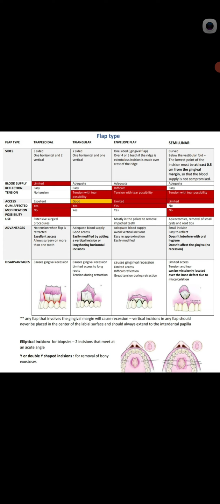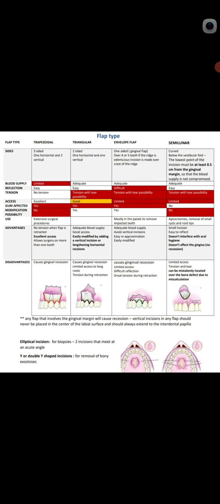In semilunar, there is a small incision, easy to reflect, does not interfere with oral hygiene, does not affect the gingiva, no recession. Now, in disadvantages, the trapezoidal causes gingival recession, the triangular causes gingival recession, limited access to long roots and tension during retraction. Envelope causes gingival recession, limited access, difficult reflection, great tension during retraction. In semilunar, there is limited access, tension and tear, and it can be mistakenly located over the bone defect due to miscalculation.